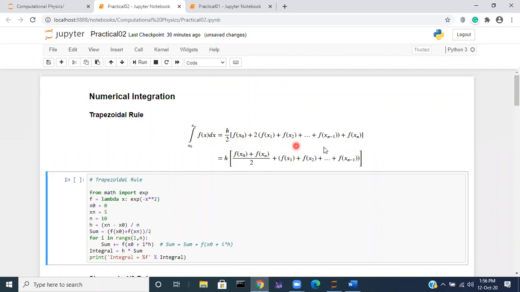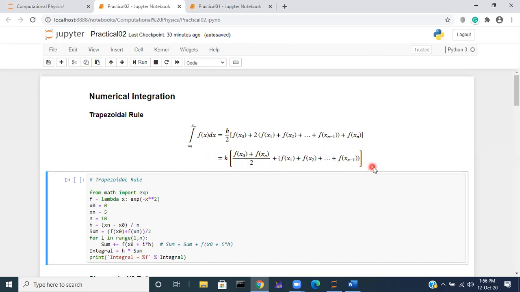Then you group f of x naught and f of xn together. In a class, to give the integration of y dx, this was y0, this was y1, this was y2, this was yn minus 1, this was yn. So taking the half inside the bracket, we get f of x0 plus f of xn divided by 2, plus the remaining sum. So when I take half inside the bracket I get this simplified form.